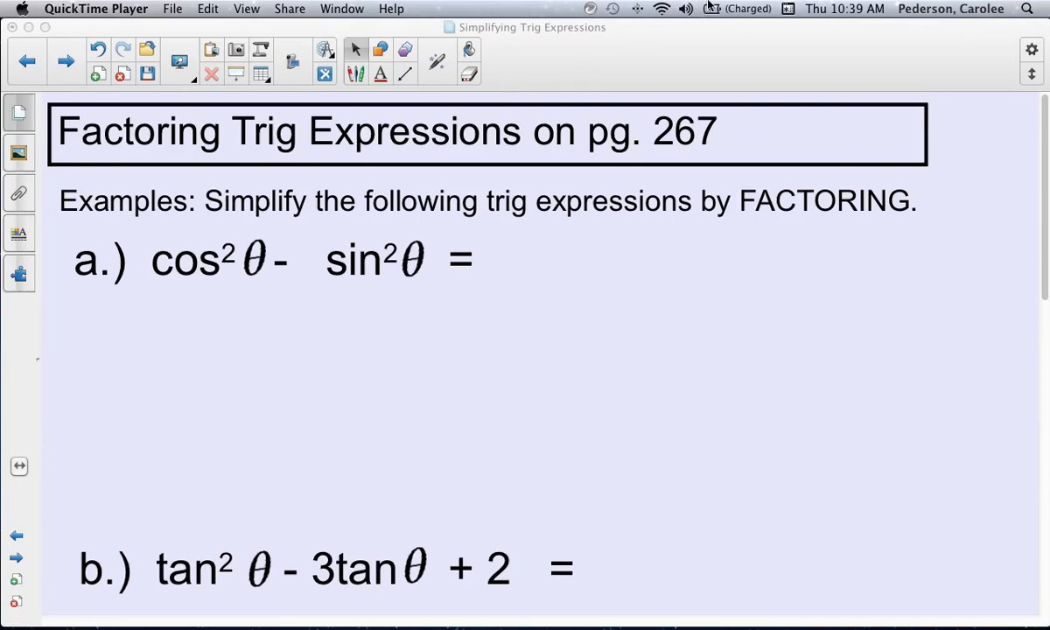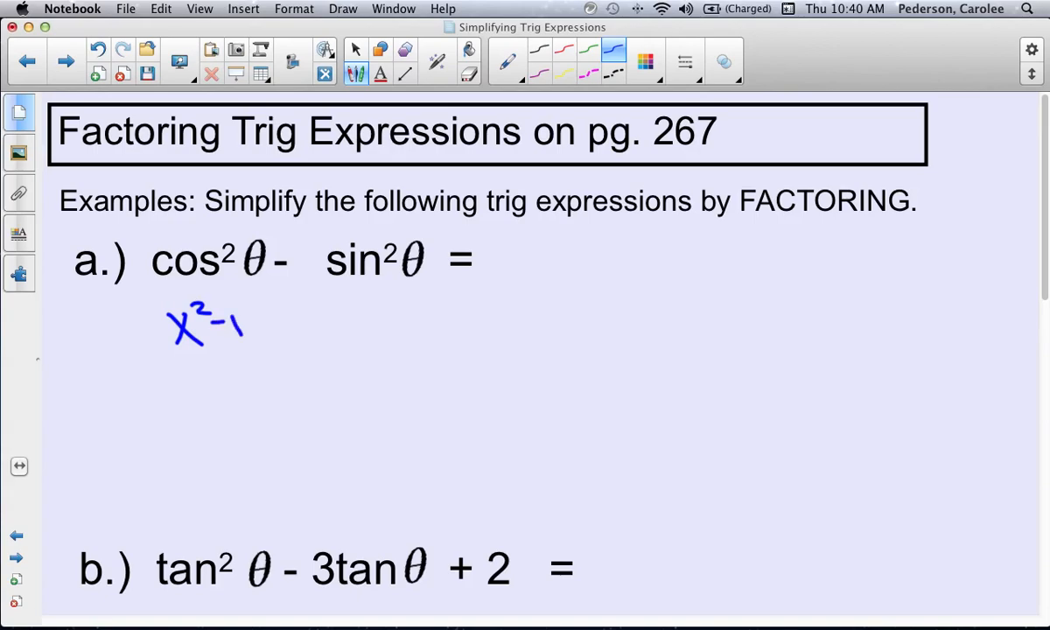Here are some problems on factoring trig expressions to simplify. The first example is cosine squared of theta minus sine squared of theta. Think of this problem as the difference of two squares. How do you factor the difference of two squares? You would have two parentheses, x minus y and then x plus y. Well, instead we have trig functions here.